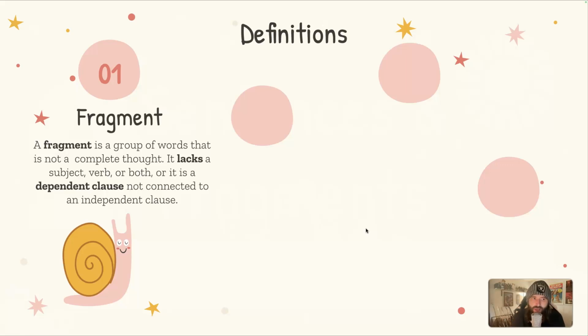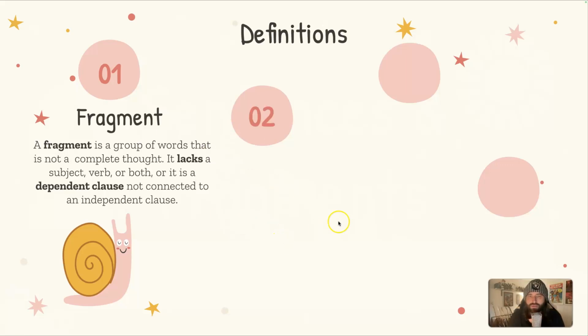So a fragment is a group of words that is not a complete thought. It lacks a subject, a verb, or both. Or there are times where it is this thing called the dependent clause. There are also other fragments that we'll get into a little bit, but I don't want to bog you down with all of these different grammar rules today. They're not connected to an independent clause. You have to have an independent clause to have a complete sentence. And so everything you see in bold just needs to be filled in those blanks here for fragment.